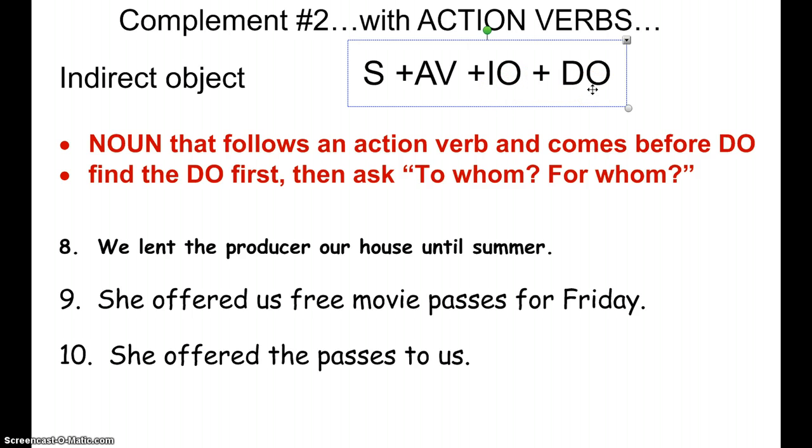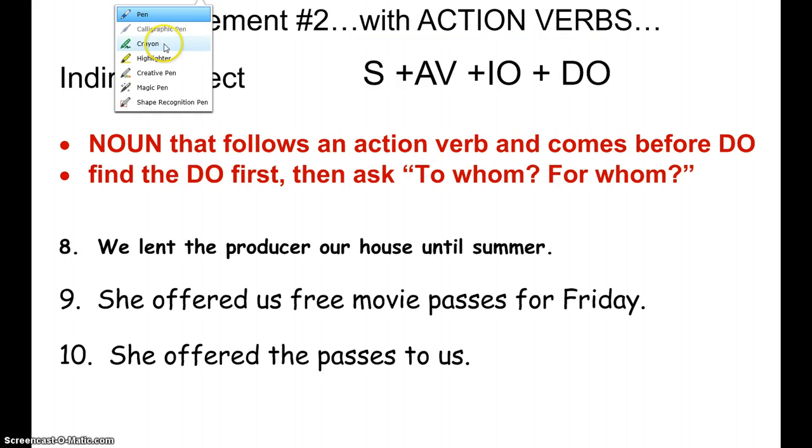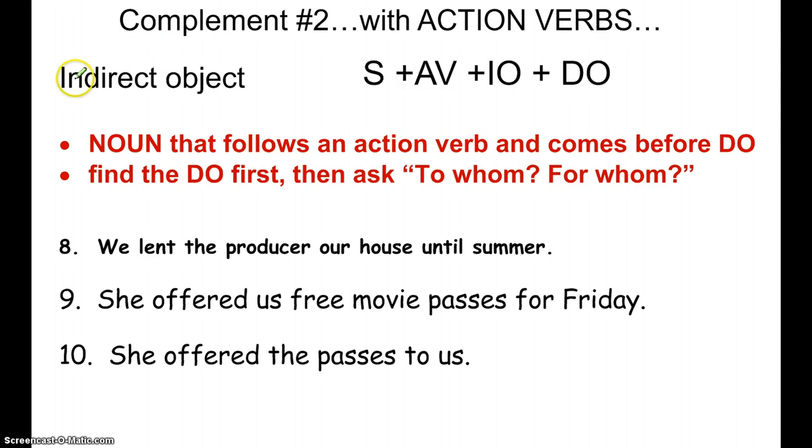So we're going to go through the same exact steps that we've been going through, asking the same questions, but now when we get to the end, we're going to add a new question. After we've found our direct object, we're going to look for an indirect object by asking the questions to whom or for whom. So, first step always is we look for prepositional phrases.